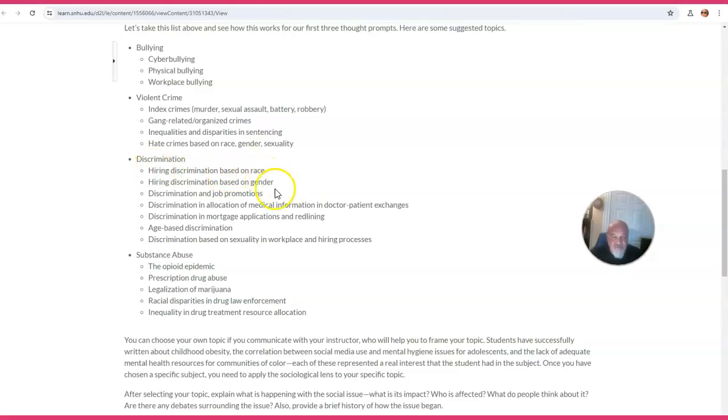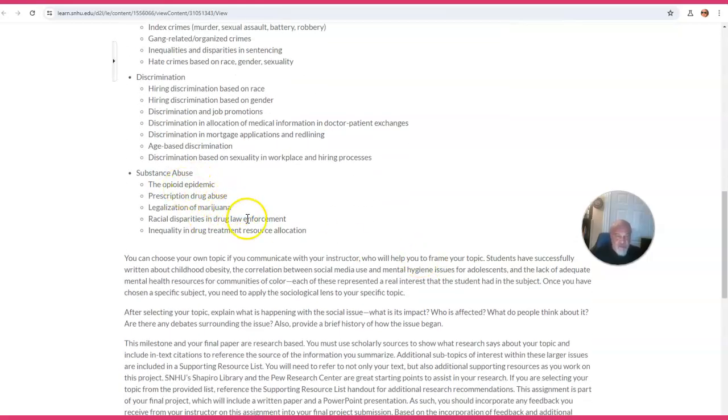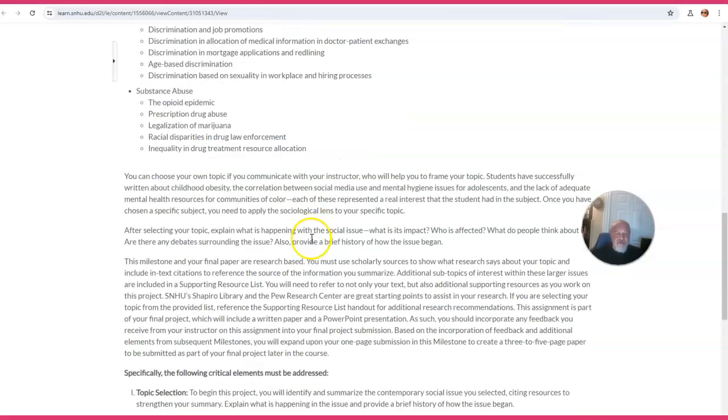Hiring discrimination based on race, on gender, discrimination in job promotions, discrimination in allocation of medical information and doctor-patient exchanges. This is particularly a serious problem for African American women and obstetrical care in 2024, for example. Discrimination in mortgage applications, age-based discrimination. Discrimination based on sexuality in workplace and hiring processes. Or there's a whole host of LGBTQ issues that you could write about. And substance abuse, okay? These are all problems. So you can choose your own topic.